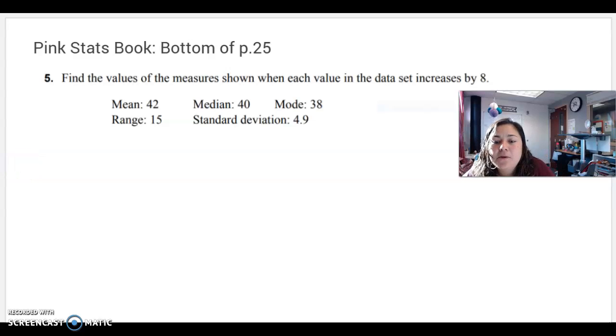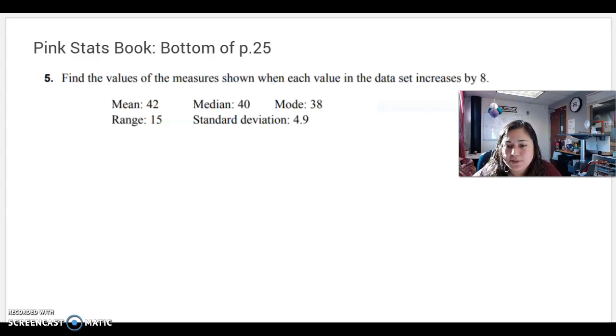Hi guys, so I'm going to do an example now. You should have just written down what happens to measures of center and measures of variation when you add a value to all of the values in a data set. And you also should have written down what happens if you multiply every value in a data set by a number. So let's apply that here.